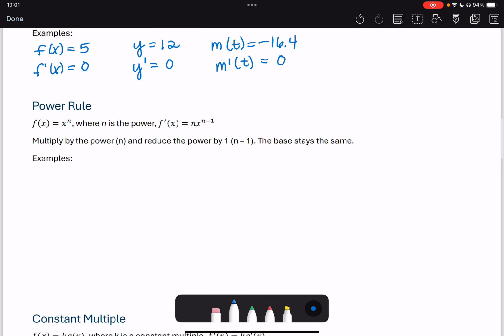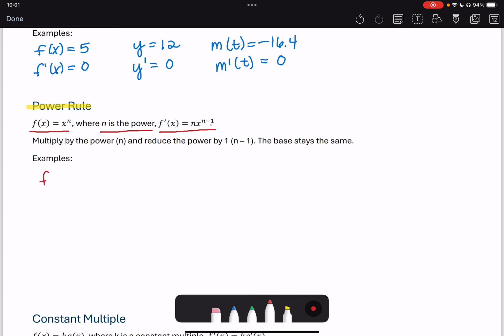The next one is the power rule. What you can see here is we have f of x equals x to the n, where n is the power, so it's some exponent, like it could be a 2 or a 3. Our derivative is always calculated by doing n times x to the n minus 1. Let me show you what that means.